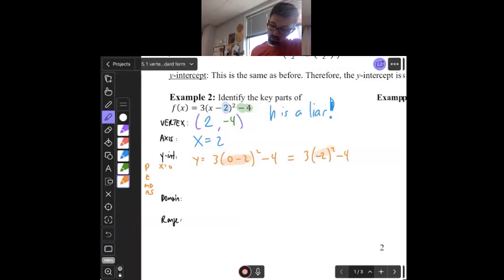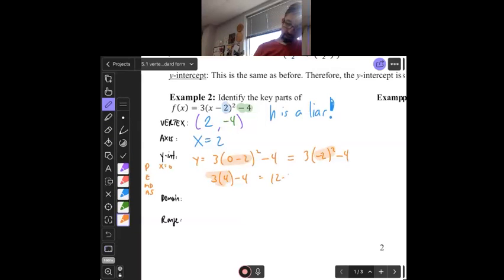And negative 2 squared is not negative 4. It's positive 4. So we get 3 times 4 minus 4. And then we do multiplication. That's 12 minus 4, which of course is 8. That means our y-intercept is at (0, 8). Our x value was 0. So pretty easy to find y-intercepts.